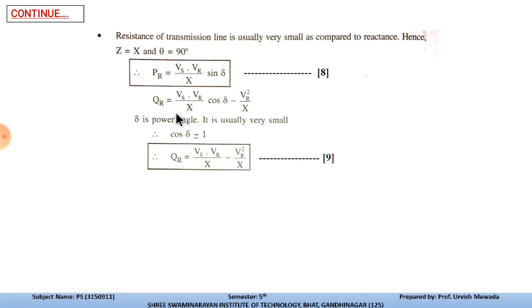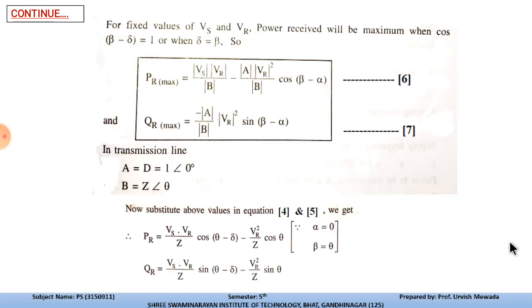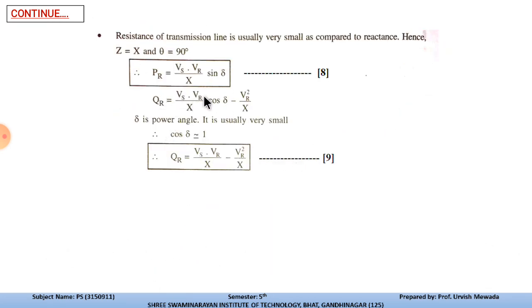Now in the previous equation shown on this slide, Qr is equal to Vs into Vr by X cos delta minus Vr square by X. Delta is the power angle, which is usually very small, so cos delta is equal to 1. That's why Qr is equal to Vs into Vr by X minus Vr square by X. So these two are the equations for the active power and reactive power which actually flow through the transmission system.